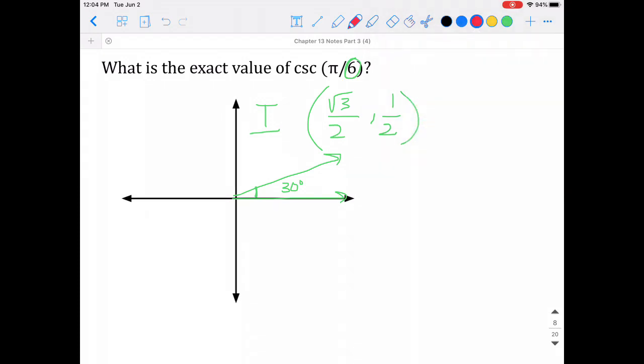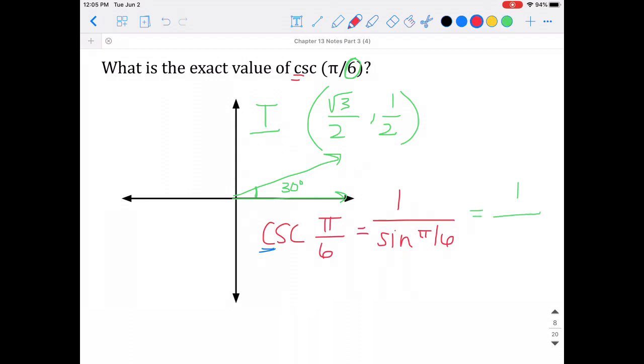Now we're talking about cosecant. So we have cosecant of pi over 6, that's equal to, remember, the reciprocal letters have to be different. So cosecant of pi over 6 is equal to 1 over the sine of pi over 6. So to figure out the sine of pi over 6, sine is represented by our y values. So the y value in this is 1/2. So to figure out cosecant of pi over 6, we're going to do 1 over 1/2.